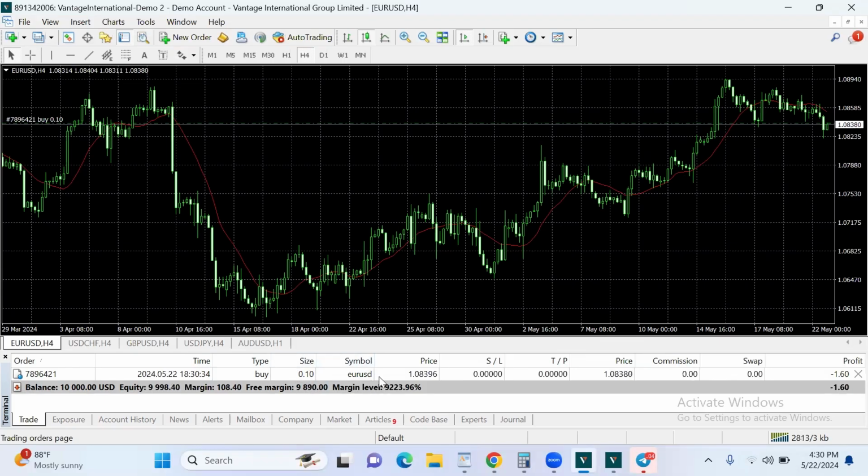Then we have Euro USD, the instrument you're trading. This price is the price at which we entered the market. The price at which we enter the market is what we are seeing reflected here right now, right?